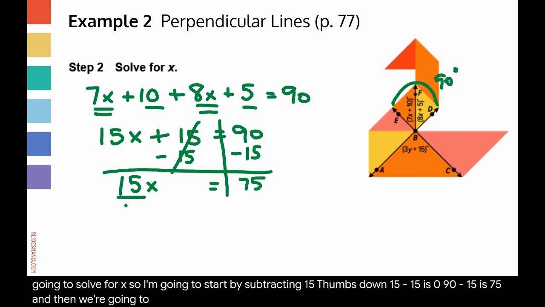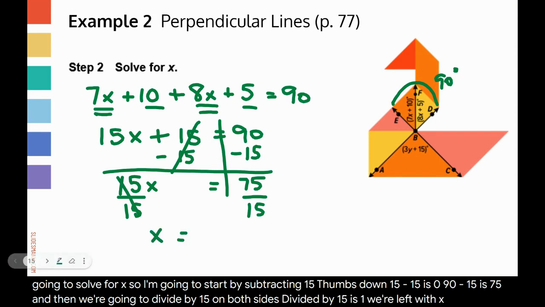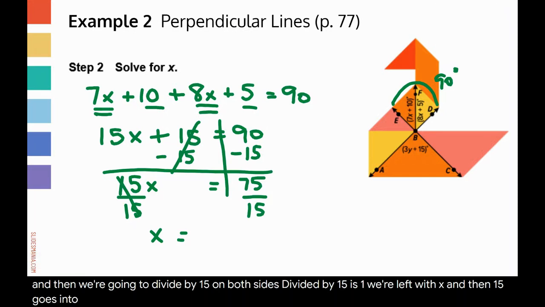And then we're going to divide by 15 on both sides. 15 divided by 15 is 1. We're left with x. And then 15 goes into 75 5 times. So x equals 5.